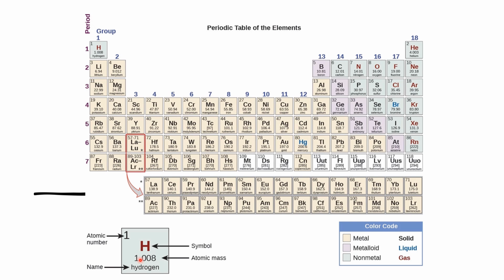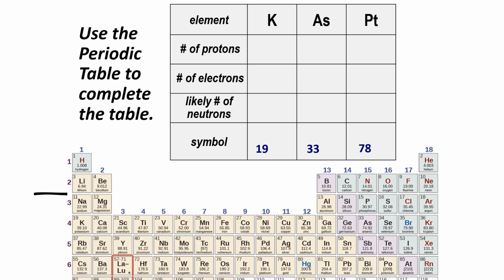So now let's try a few examples, see if you can determine how to do this through the periodic table. Using the periodic table at the bottom of the page, let's try to fill up this box. As we know, the proton numbers are the same as the atomic numbers of these elements. In this case, we have the example of potassium, arsenic, and platinum.